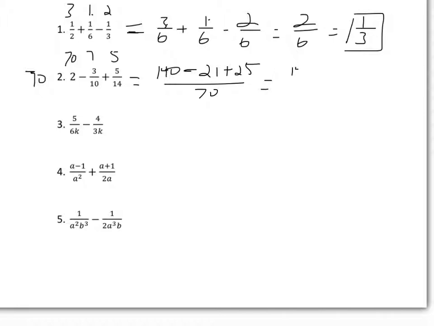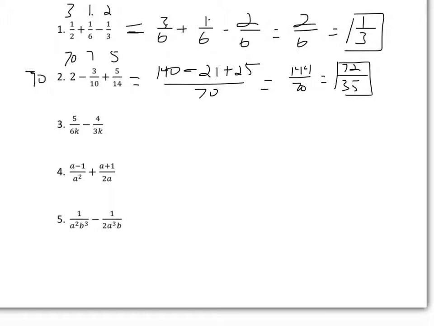You're going to get 144 over 70, which you can reduce. The easiest way to reduce, I'm doing it right now on my calculator, is just type in 144 divided by 70, then hit math, fraction, enter, and it'll give you the reduced fraction. So you just divide top and bottom by 2, and you're going to get 72 over 35. Now that's the easy review stuff.